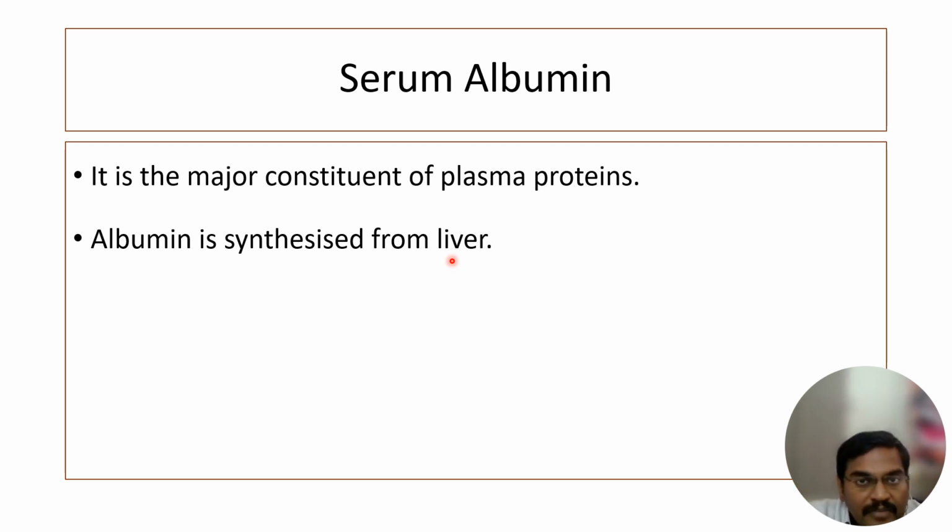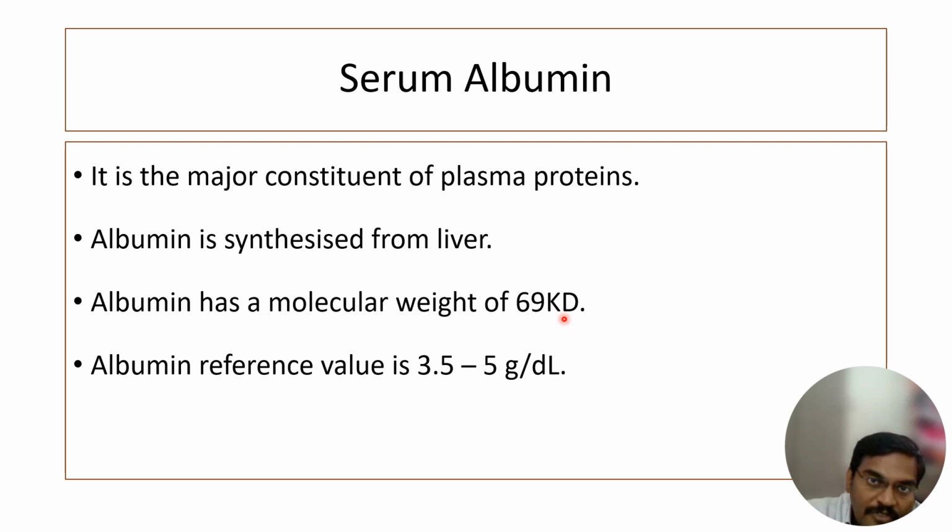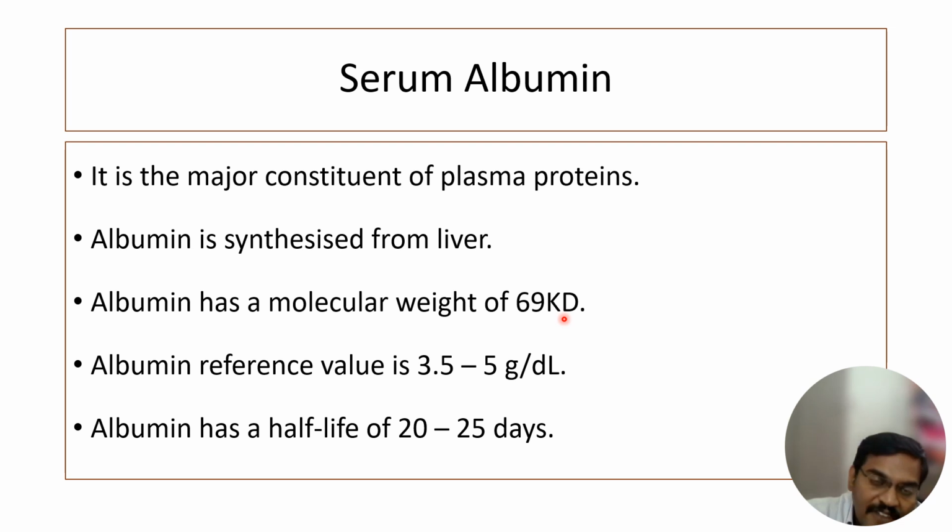Okay, it's important. When we teach you about nephrotic syndrome, you will come to know the importance of knowing this molecular size. Albumin has a molecular weight of 69 kilodalton. In the previous slide I told you the reference value. What is the reference value? 3.5 to 5 gram per deciliter. And albumin has a half life of 20 to 25 days.